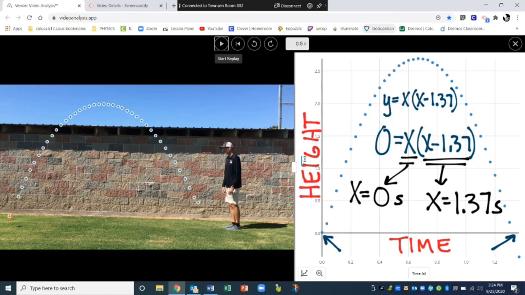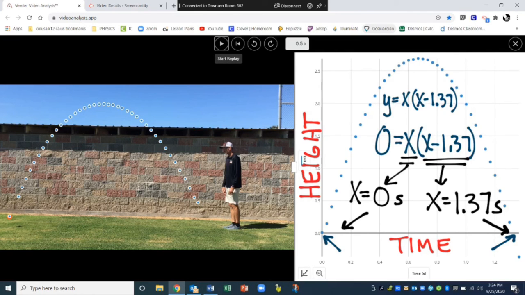And it asks us to interpret, what do those roots mean? Well, those are times in this problem. So the 0 obviously represents the time when the ball had a height of 0 before takeoff. That's this point here. And the 1.37, that is the time when the ball hit the ground.